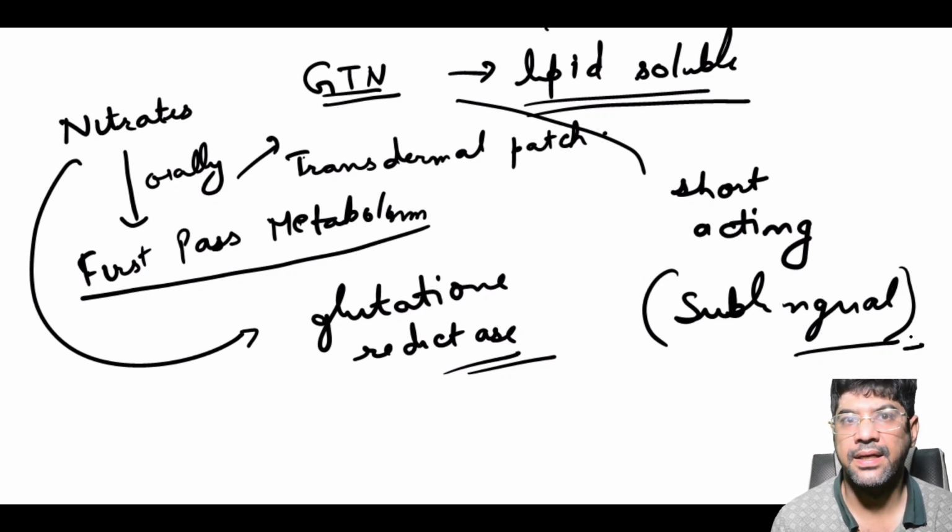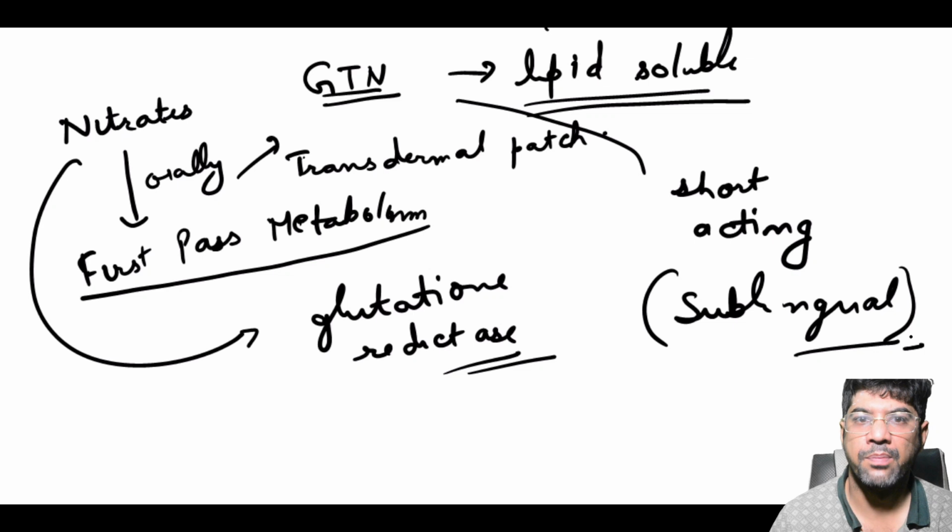Now the interactions of nitrates. Combining nitrates with sildenafil, used for erectile dysfunction, can cause severe hypotension. An additive hypotensive effect may occur if nitrates are given in combination with other vasodilators. That would lead to an increased drop in blood pressure.